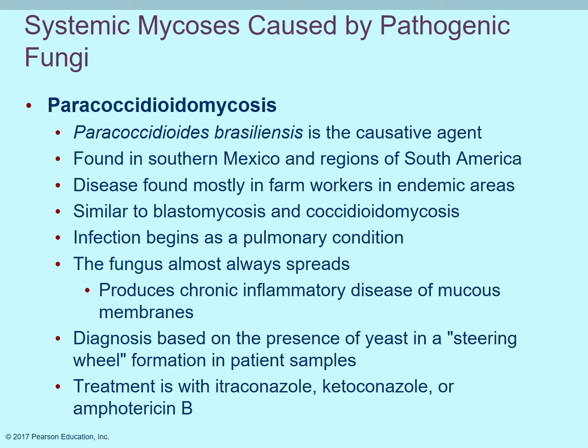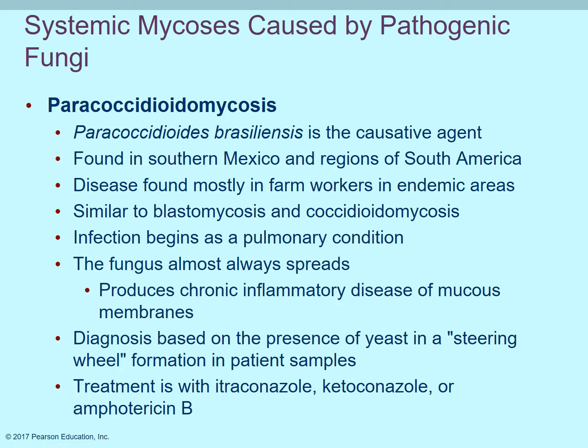Paracoccidioides brasiliensis is the causative agent for paracoccidioidomycosis. This is found in southern Mexico and parts of South America. Typically, the type of people we see who become infected would be farm workers. The spores are often found in the soil, and so infection is through inhalation.